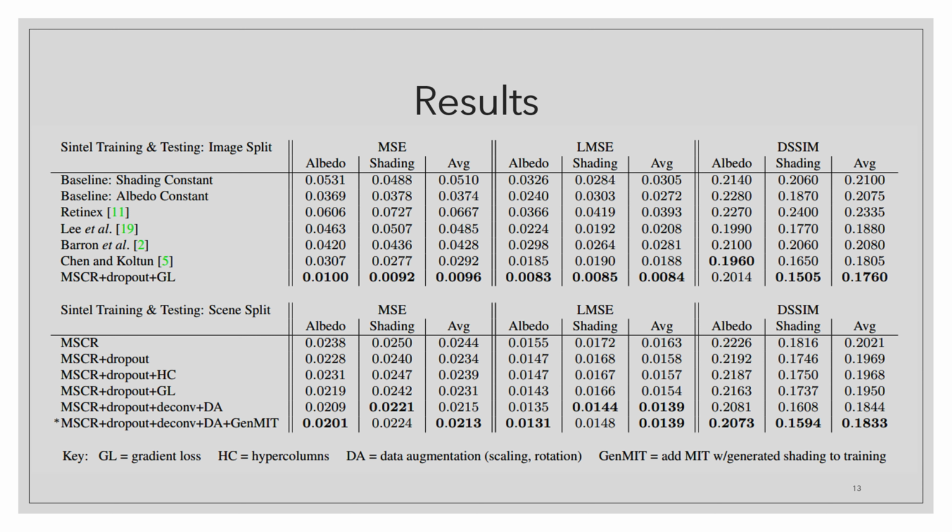The bottom panel of table 1 is more indicative of an algorithm's out of sample generalization performance. The test scenes have not been seen during the training. These results show that the out of sample errors in the scene split case are generally larger than in sample errors in the image split case. While hypercolumn has negligible effect, each tweak with dropout, gradient loss, learned deconvolution, and data augmentations improves performance. Training on Sintel and MIT together provides a small improvement when testing on Sintel.